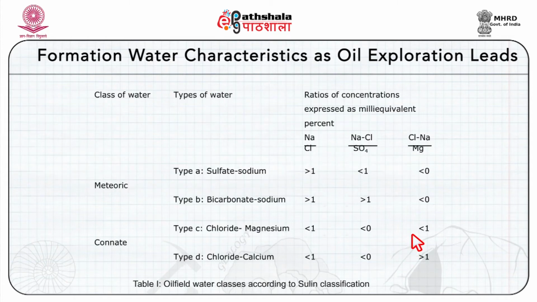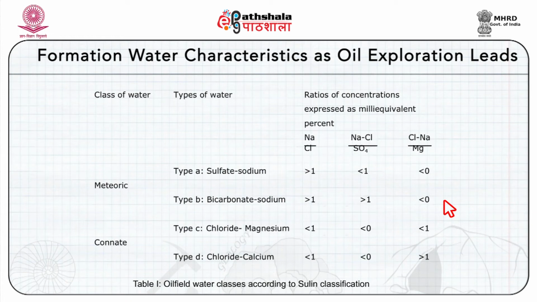You can see that we have taken on the left hand column meteoric and connate. Meteoric waters are of 2 types, that is sulfate sodium and bicarbonate sodium, and connate waters are of 2 types, that is chloride magnesium and chloride calcium. All these 4 different types of water have their distinctive sodium by chlorine ratio, sodium minus chlorine by sulfate ratio, and chlorine minus sodium by magnesium ratio.